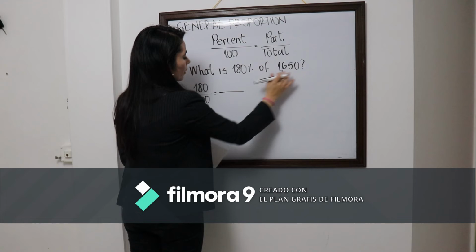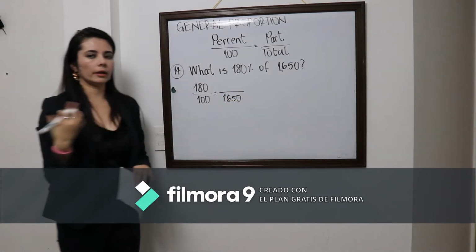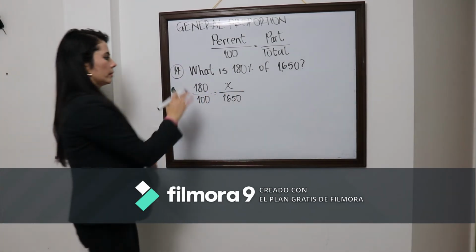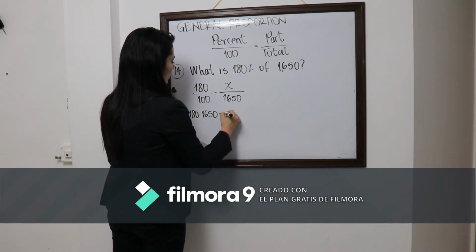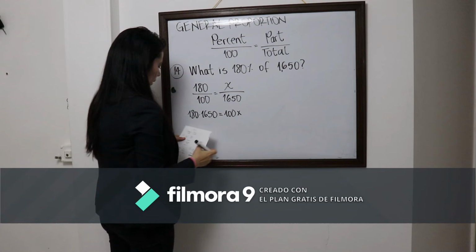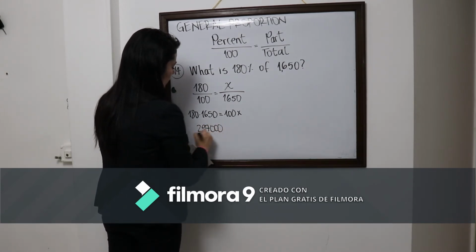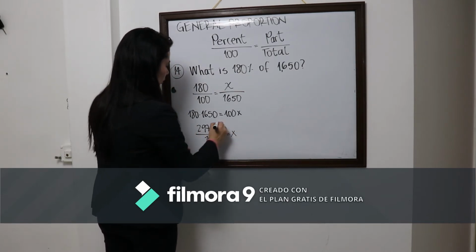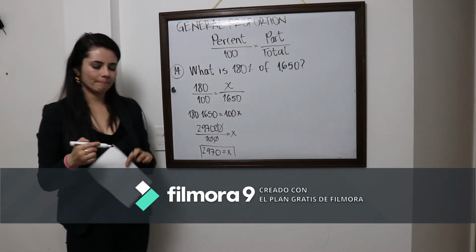And of just tells me about the total down here. So we know 1,650 is the total here. That's why we know we need to find the number that corresponds to that percent. So we're gonna do the cross product. And we know that's going to be 297,000 over 100. And that is going to be 2,970 as x. So that is the number that corresponds to 180%, okay?